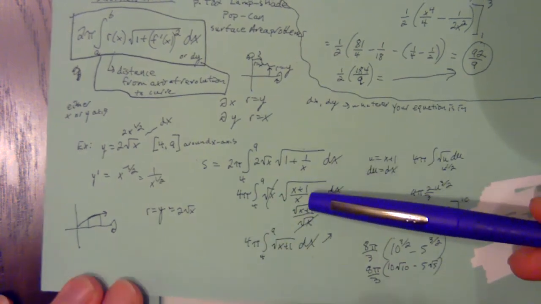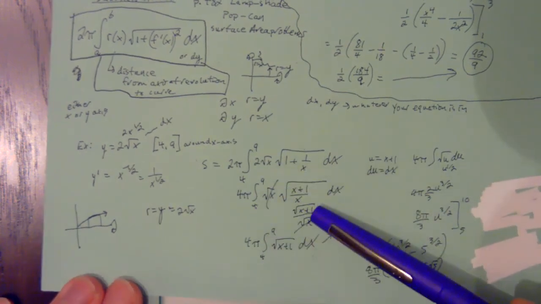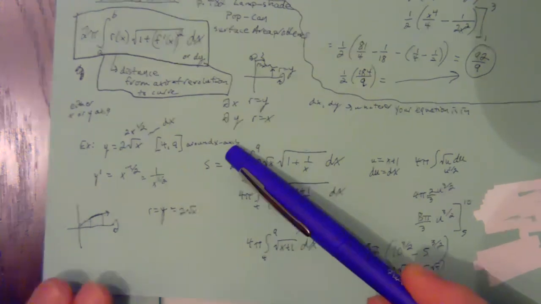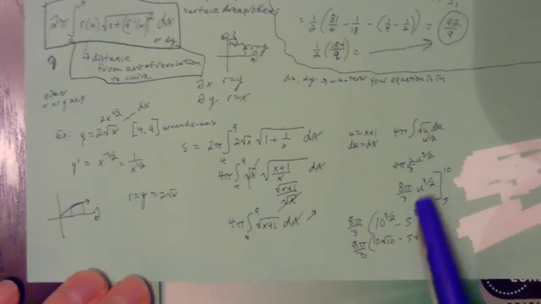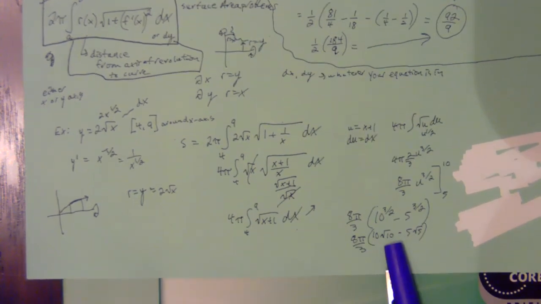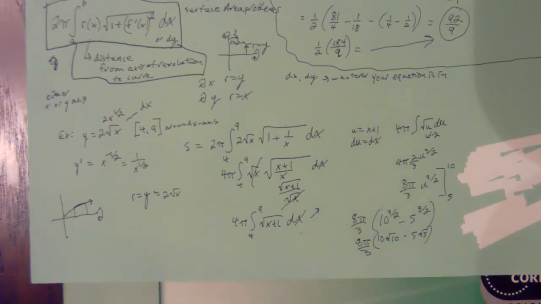Then we can square root the top and square root the bottom. Those radical x's will cancel out. I already pulled the 2 out. And then now you have an easy u-du. So integrate that, plug in the numbers. You might get some weird answers there, but that's the exact surface area of that shape, of that lampshade right there.